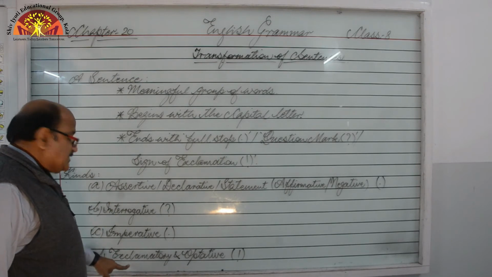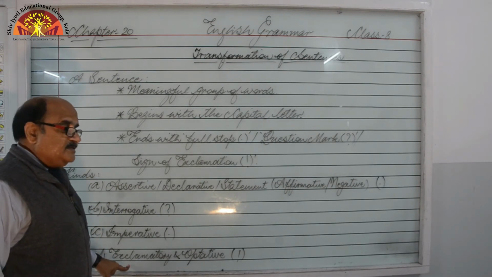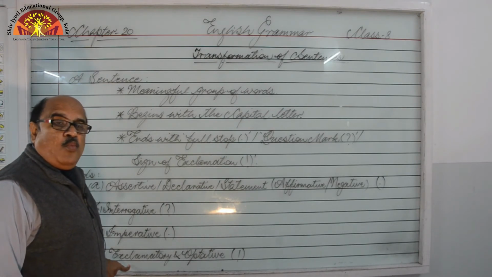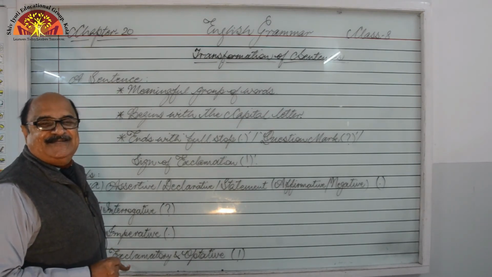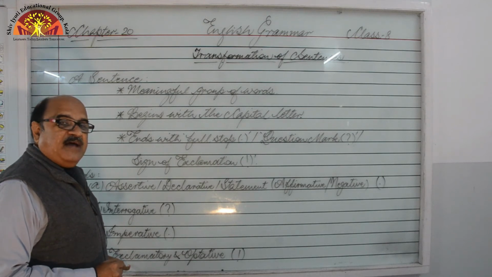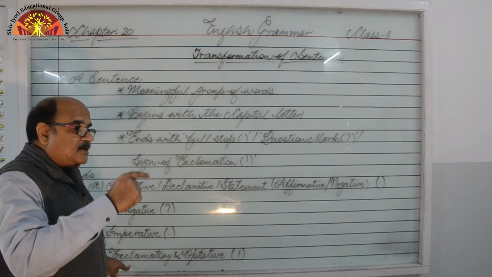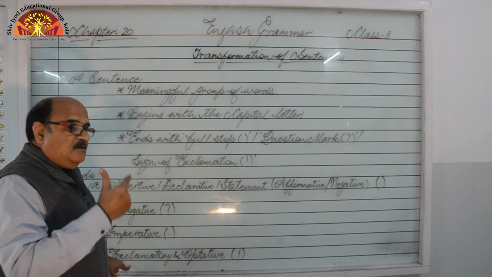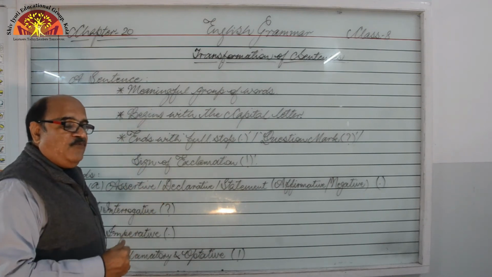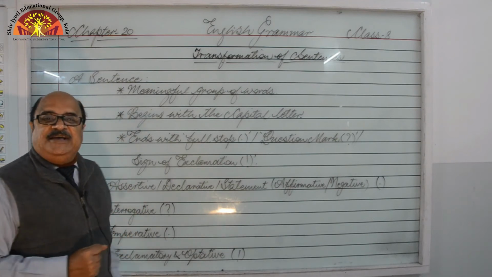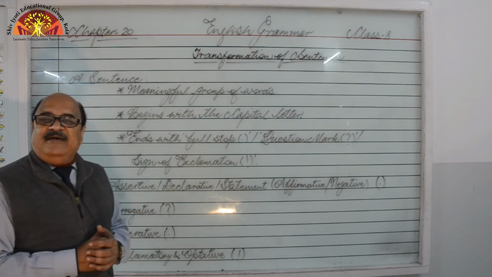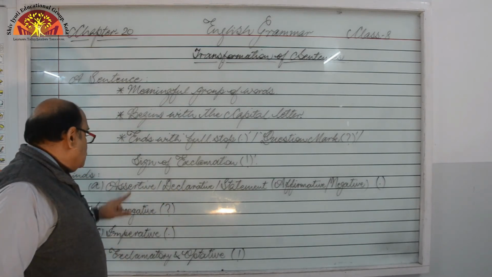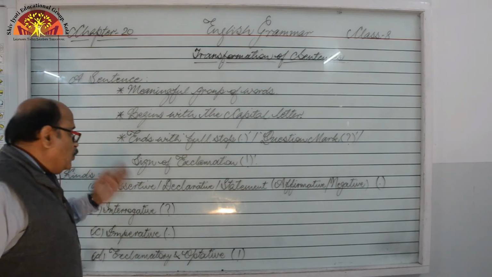Then assertive to exclamatory. He is a very good boy. And the exclamatory will be: what a good boy he is. She is an intelligent student. She is a very intelligent student. So, what an intelligent student she is. What a great writer he is. How intelligent she is.